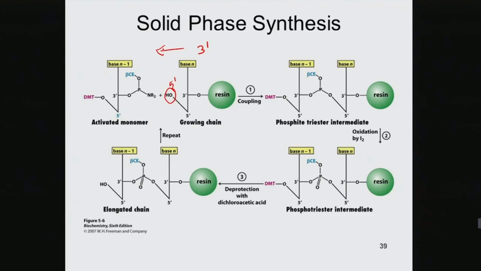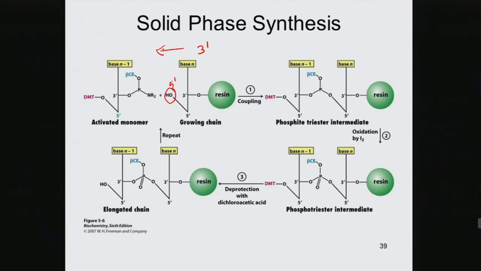All right, so we have it attached to the resin. We got our last nucleic acid in the sequence attached to the resin, and then we're going to slowly start adding these modified or activated monomers onto that 5' end. So this is how we're synthesizing, 3' from this end to 5'.